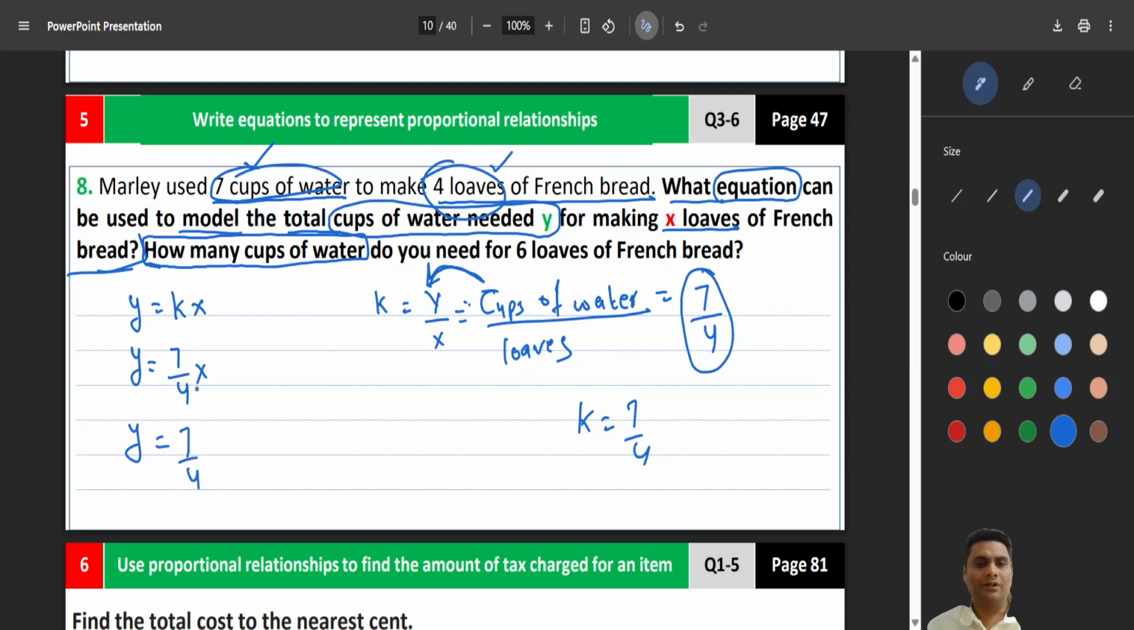Y equals 7 over 4 x. Now to find the y I need x. X means loaves. Are the loaves given? How many cups of water do we need to make 6 loaves of bread? So the x is given as 6. So in place of x you put 6 here. Did you understand? Check again. He is asking how many cups of water are needed. So we have to find the y, correct? Because y means the cups of water. To make how many loaves of bread? 6 loaves of bread. 6 loaves means x, because x is the number of loaves. So in place of x I have put 6.